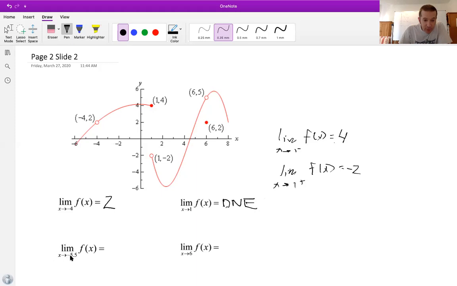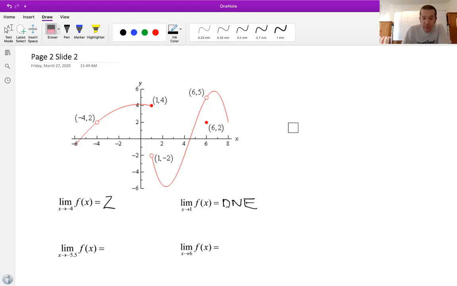So next one, x approaches -5.5. -5.5 is right in here. And even though it's not written there, you've got to assume it's 0 because otherwise you have no way to know what it is. So either way, we do it the same way that we did it just a second ago, which is we think about the limit as x approaches -5.5 from the left, the limit as x approaches -5.5 from the right, and we see what value that gives me.